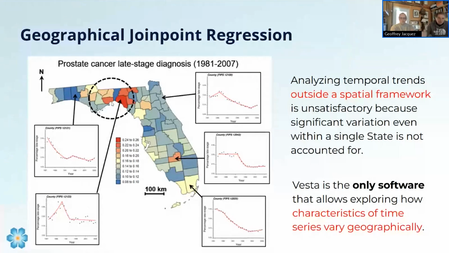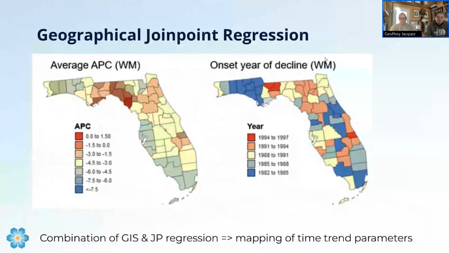And as Jeff mentioned, we have the freeware from NCI, but Vesta is really the only software where you merge both the joinpoint regression and the GIS. So you can explore the characteristic of all these time series geographically. You can also map some of the statistics I introduced. So you can, for example, map the APC.